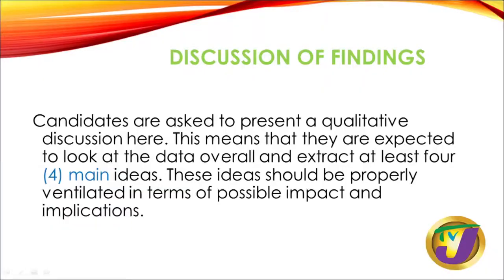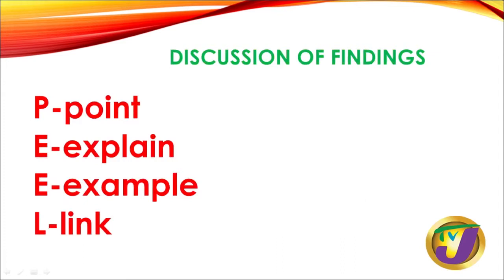All right, so the last thing we look at before we go to break is the discussion of findings, and this is a big problem. You are asked to present, for the most part, a qualitative discussion here. This means that you are expected to look at the data overall now and extract from the data 4 main findings, 4 main ideas that jump out at you, and ventilate these ideas while at the same time putting in the secondary sources that you already used in your literature review, saying whether or not these sources agree or disagree.